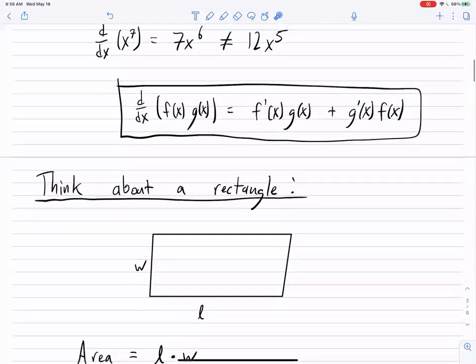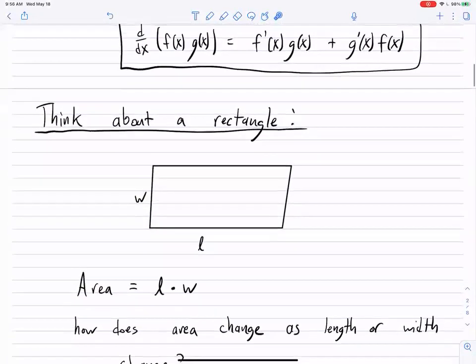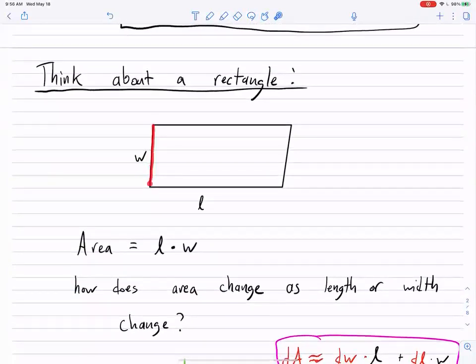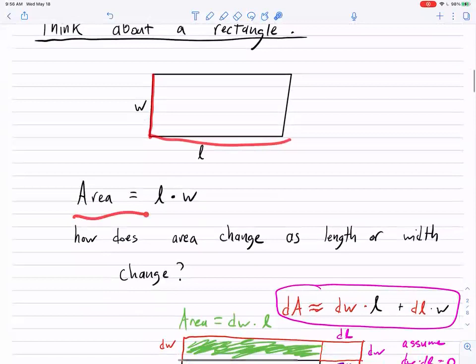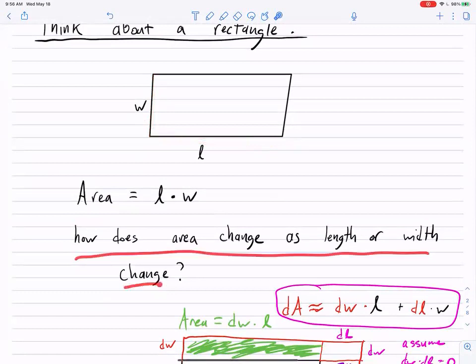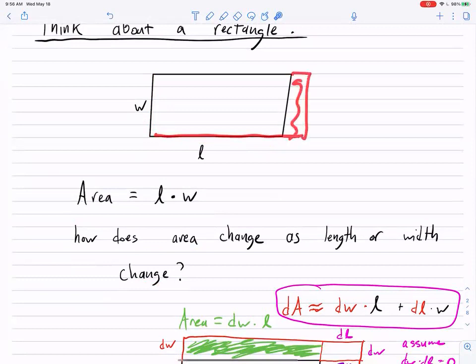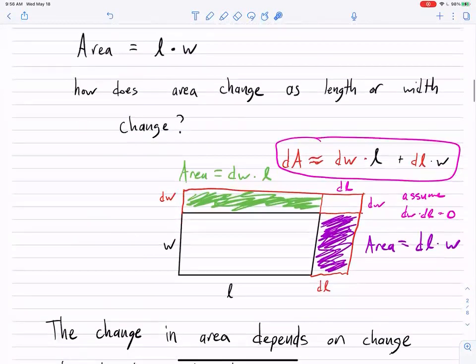A kind of cute way to think about where this comes from is thinking about a rectangle. A rectangle has a width and a length, and the area is the width times the length. But how does the area change as the length or width changes? If I change the length a little bit, how much did the area grow by? Or if I change the width a little bit, how much did the area change by? If we add a little bit of length, the amount of area we added is the change in length times the width.